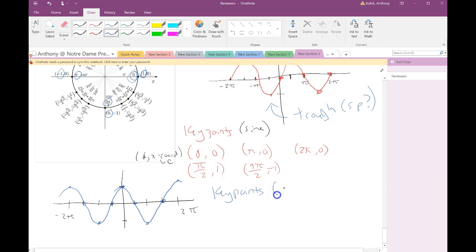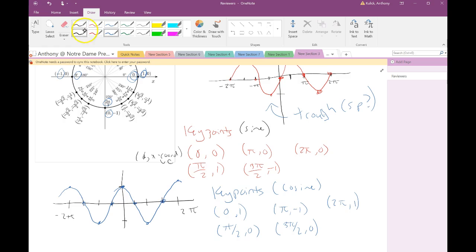So my key points for cosine are 0, 1; pi over 2, 0; pi, negative 1; 3 pi over 2, 0; and then 2 pi, positive 1 again. So, again, this guy was cosine theta, is what we just graphed here.